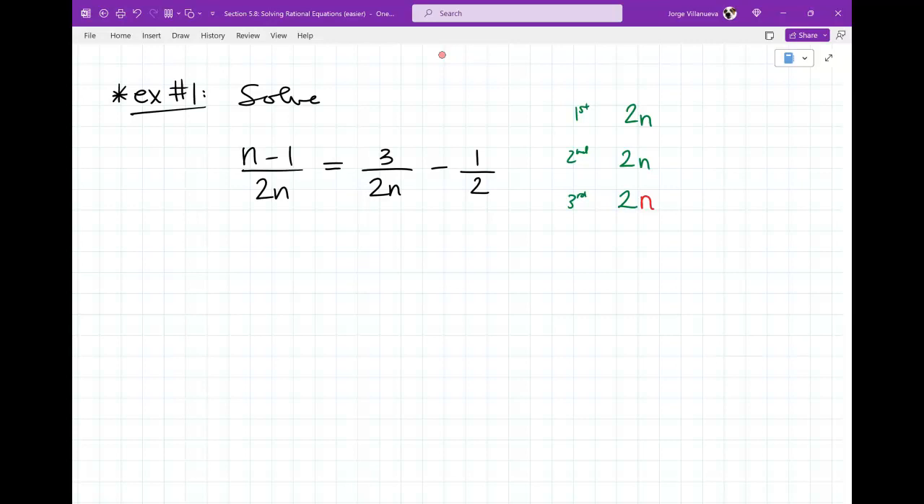So look, this is the way the work is going to go. For the first fraction, nothing changed. It stood 2n, so nothing changes. The second fraction, nothing changed. So it's still going to be 3 over 2n minus. The third fraction, what changed?